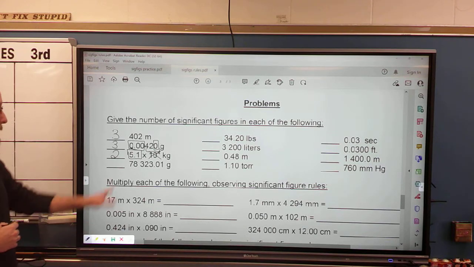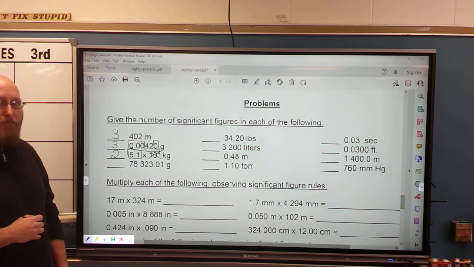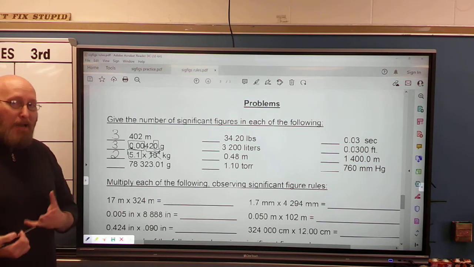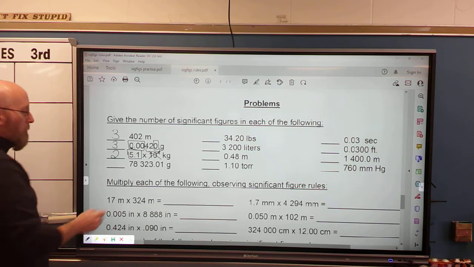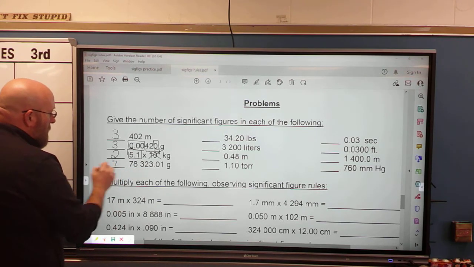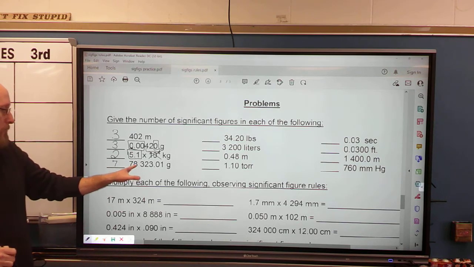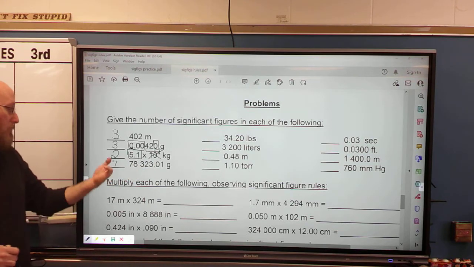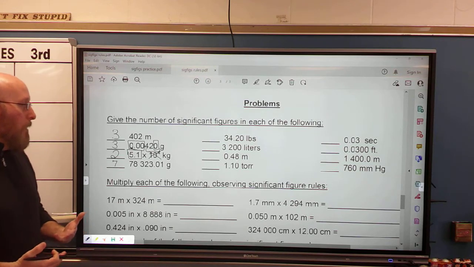78,323.01 grams. Obviously, all these numbers count except for, let's look at the 0 right here, right? Now that 0 is between two non-zeros, so it's called a captive. So it counts. Remember, captive zeros always count. So I got 5, 6, 7 significant figures. Because all these other ones count, right? So 1, 2, 3, 4, 5, and 6 count, and then this 0 counts because it's captive. So 7 significant figures. Okay?